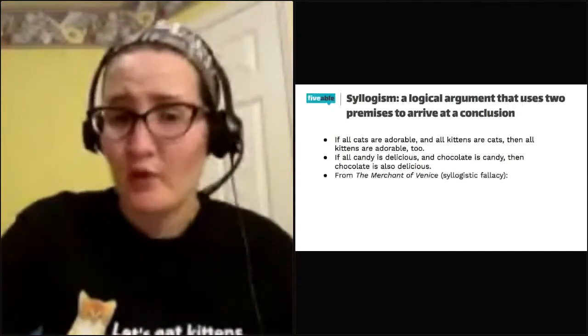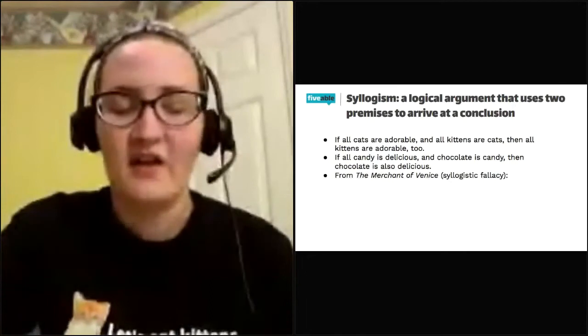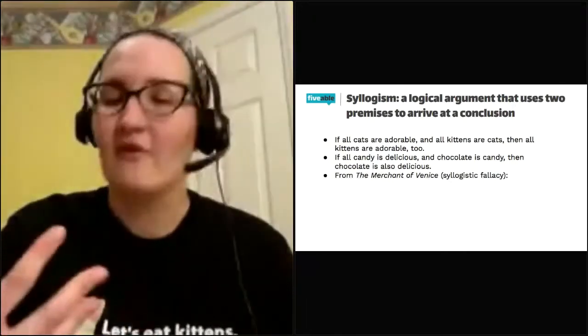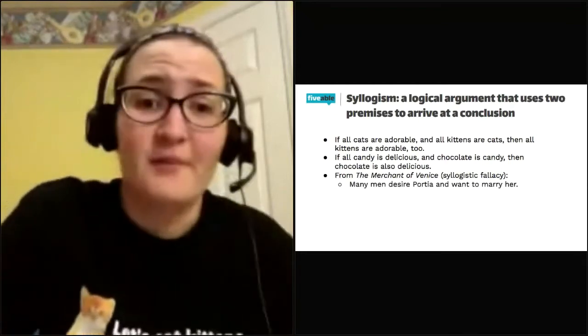So there's an example in The Merchant of Venice. This is where the syllogism does not work. It's called a syllogistic fallacy. Does it appear a lot in the exam? I have not seen it appear a lot in the exam, but who knows? Doesn't mean it won't appear.